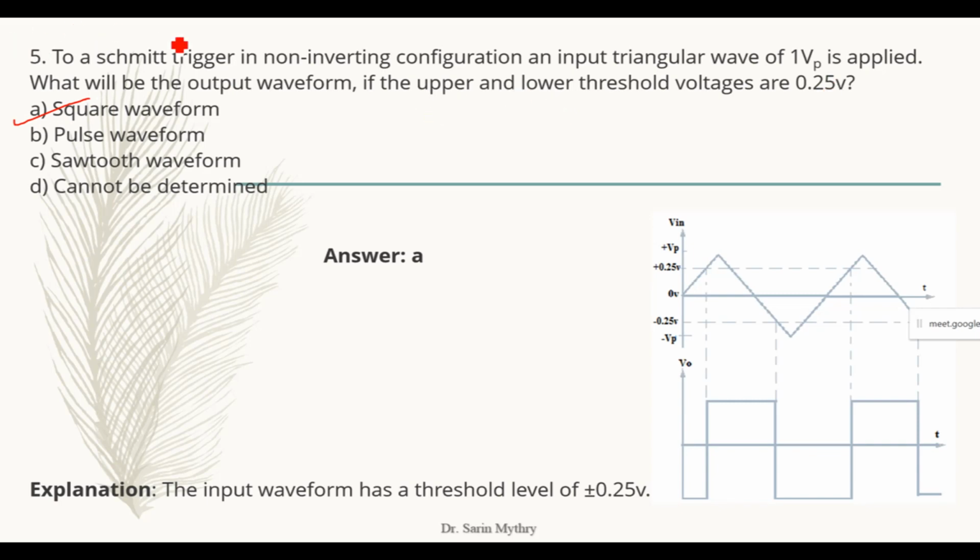Look at the circuit, what kind of circuit is given to you. It's a Schmitt circuit. What is the operation of the Schmitt trigger? Whatever may be the input signal, that input signal will ultimately be converted into the square waveform. Because of that, Schmitt trigger is also called a squaring circuit. So option A is the correct one here.